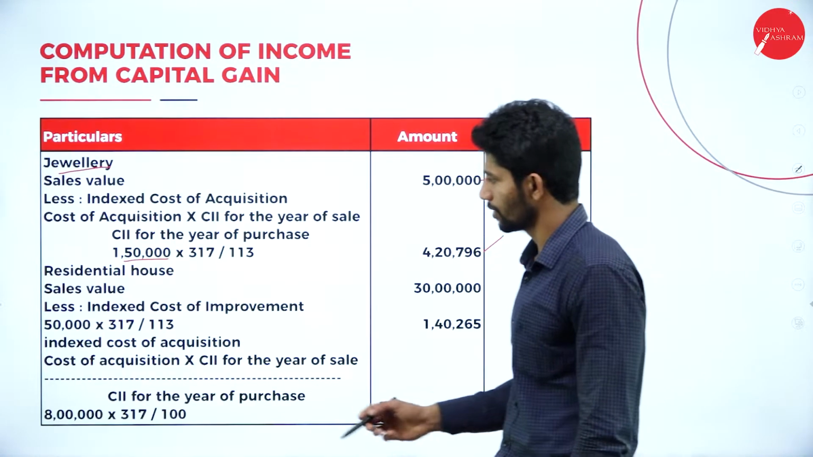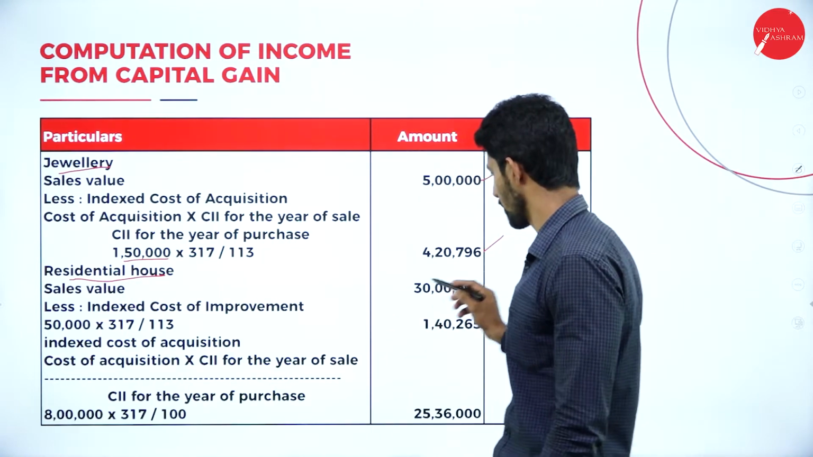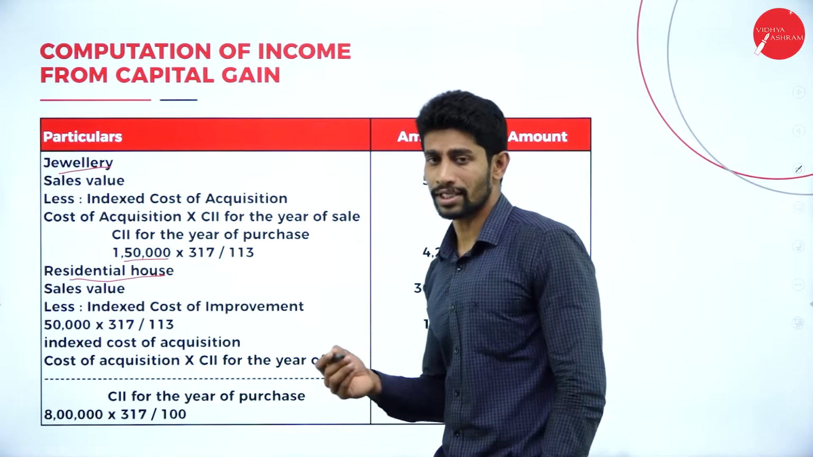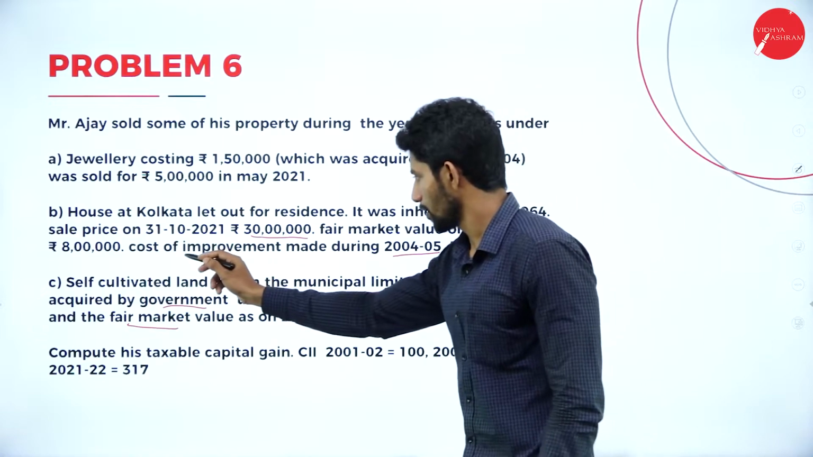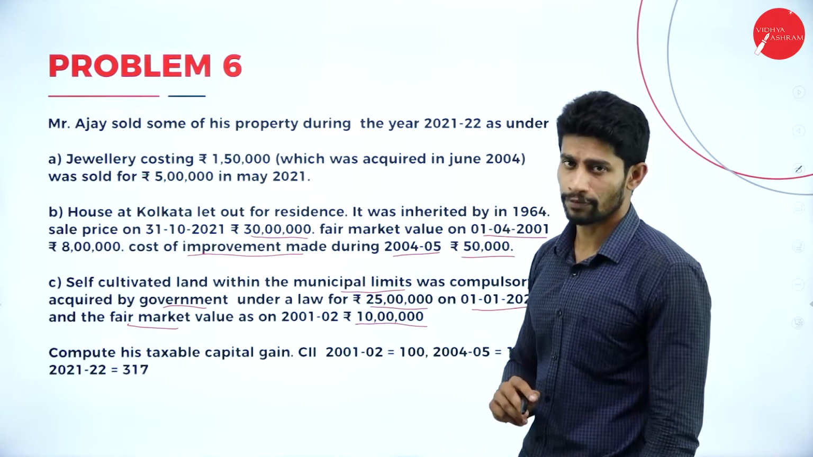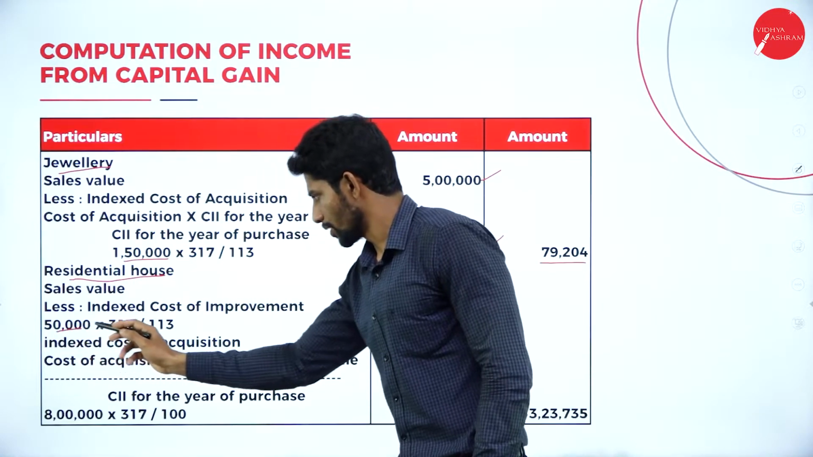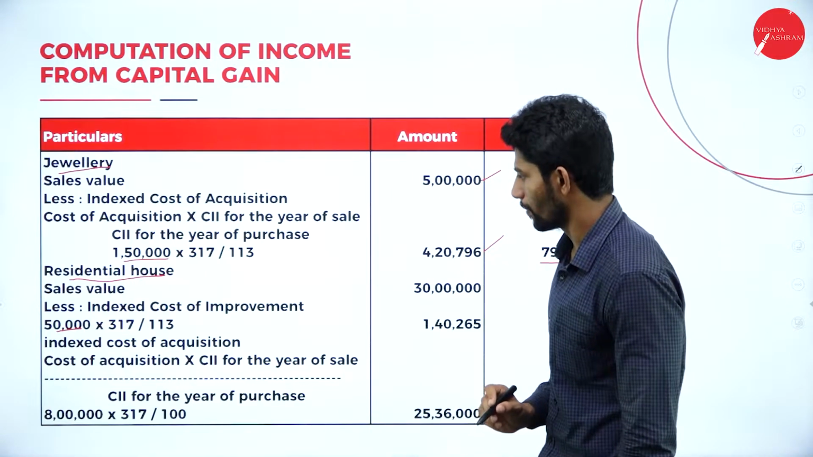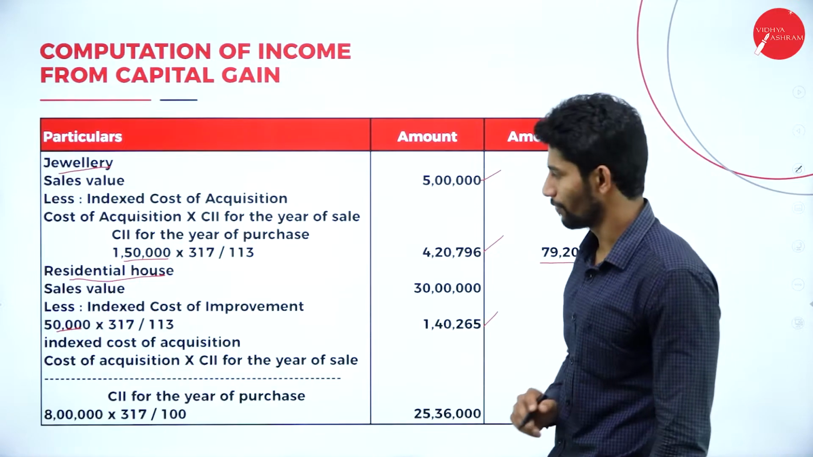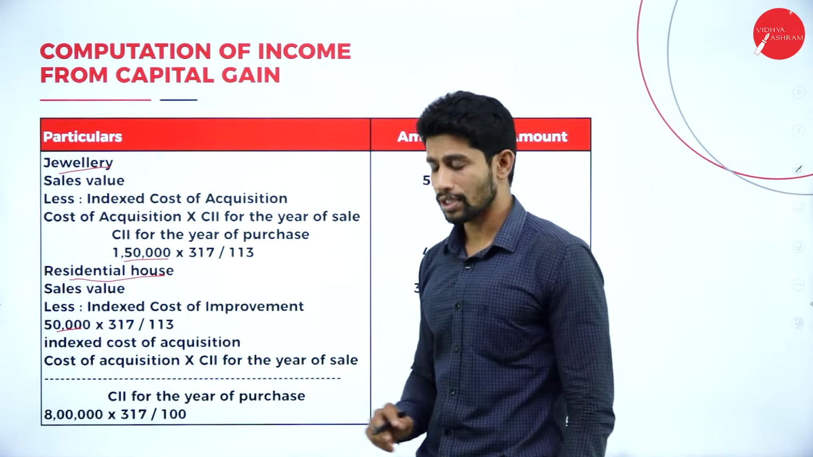So the balance is 79,204. Next, residential house. Sales value rupees 30 lakhs less indexed cost of improvement. So whatever amount is spent, here you can see around rupees 50,000 for improvement of the property. So indexed cost of improvement 50,000 into 317 divided by 113, you will get 1,40,265.